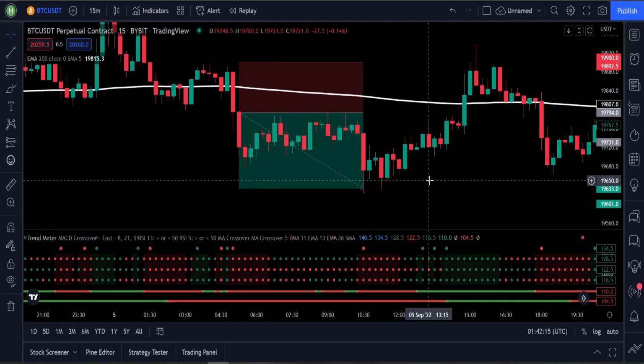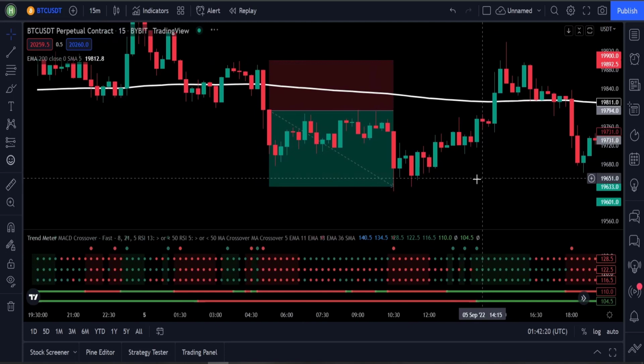Also, make sure to backtest it yourself. I really like it, it's super effective, and you can use this to scalp day trades or swing trades.